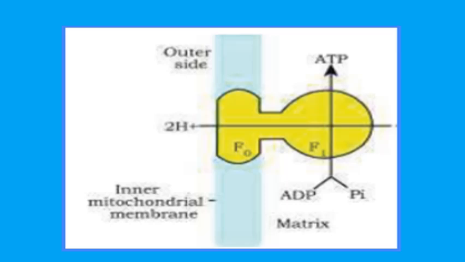This is the flow chart. Outer side and inner mitochondrial membrane, and in the right side you can see matrix.